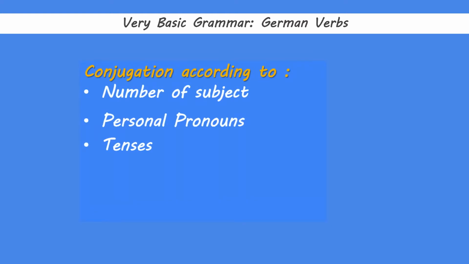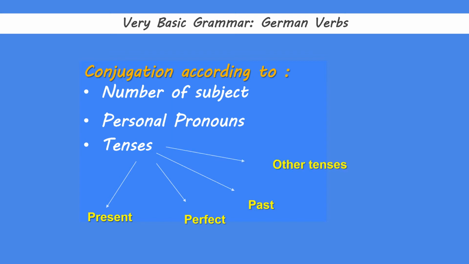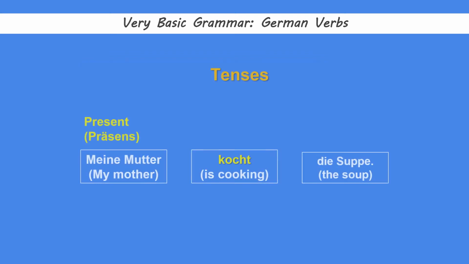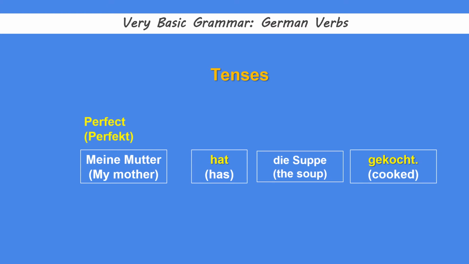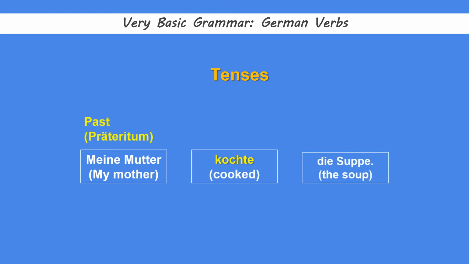And tenses, present, perfect, or past tenses, decide the form of verbs. Meine Mutter kocht die Suppe. Meine Mutter hat die Suppe gekocht. Meine Mutter kochte die Suppe.